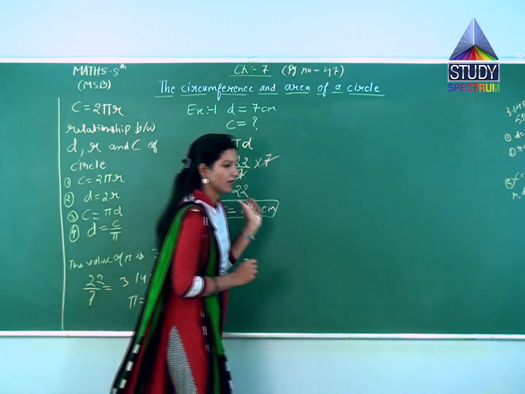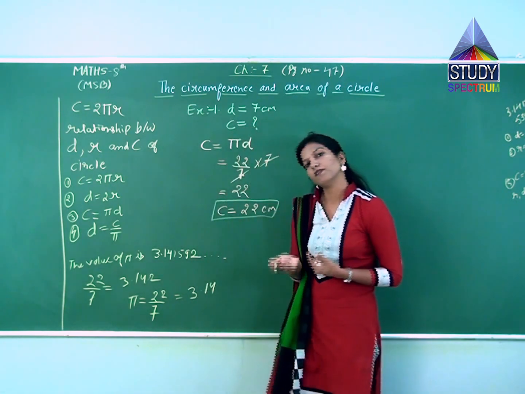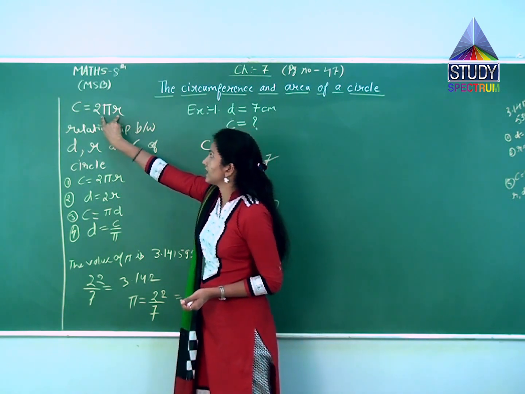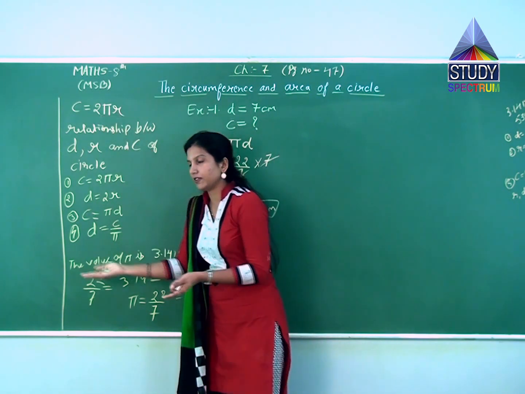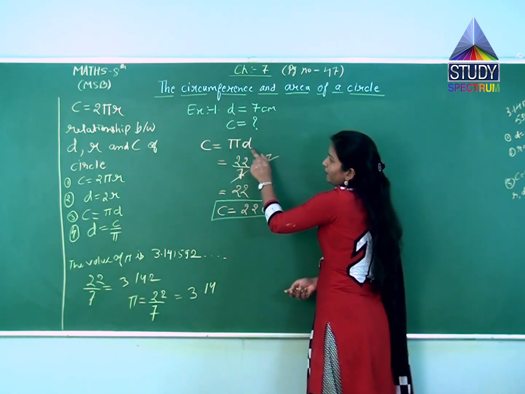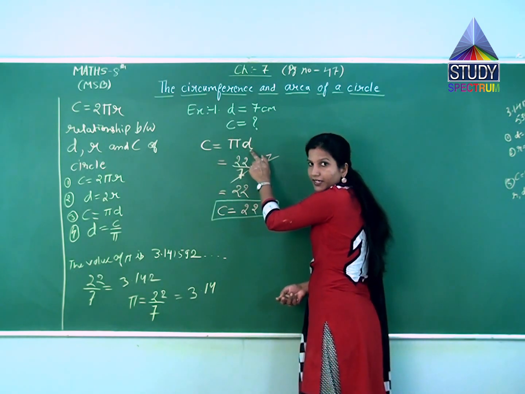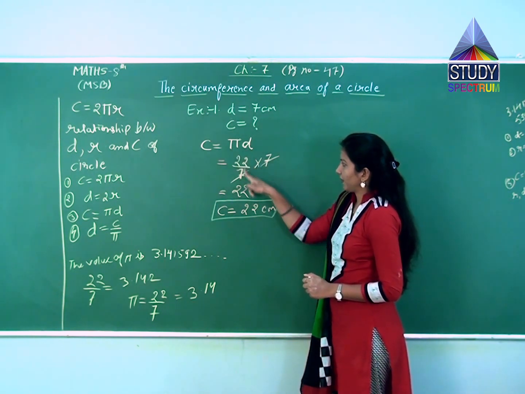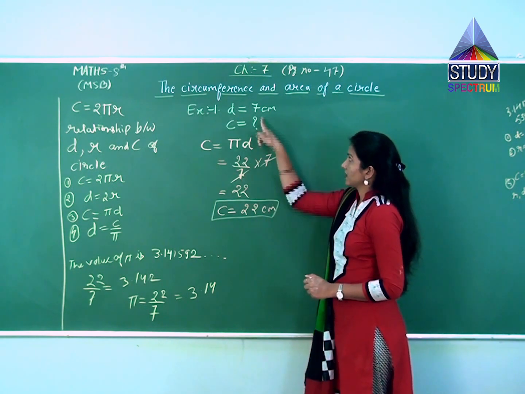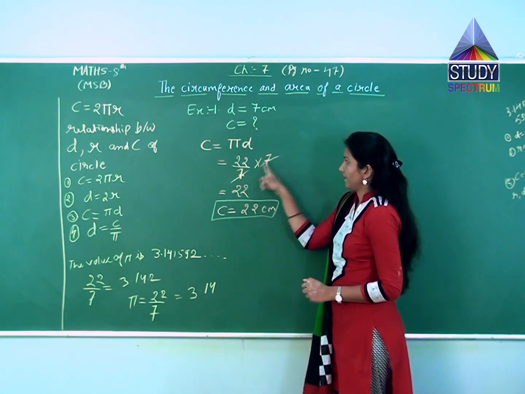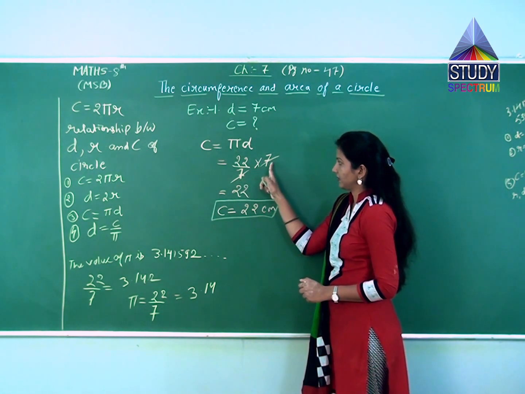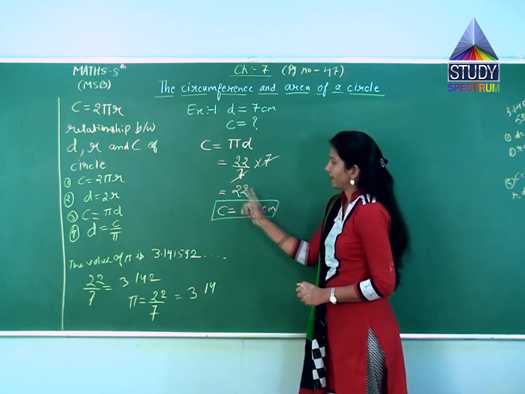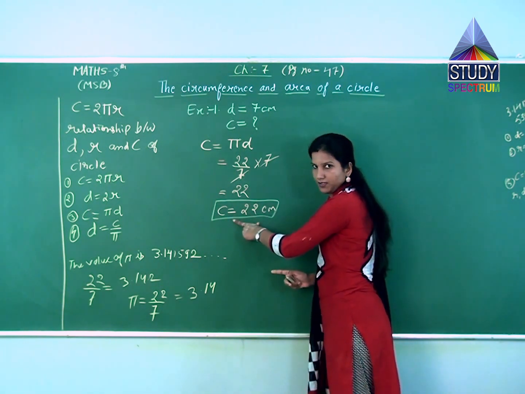If you apply the formula C is equal to 2 pi r, then it will also be correct. But in the next step, you will have to write D instead of 2r. So let's start with the formula C is equal to pi d, because in this formula we are having a D here. Now on substituting the values, we get the value of pi 22 by 7 into D 7 cm. So here 7 ones are 7, so these two 7s are cancelled and C is equal to 22, and it is our final answer for the circumference of the circle.